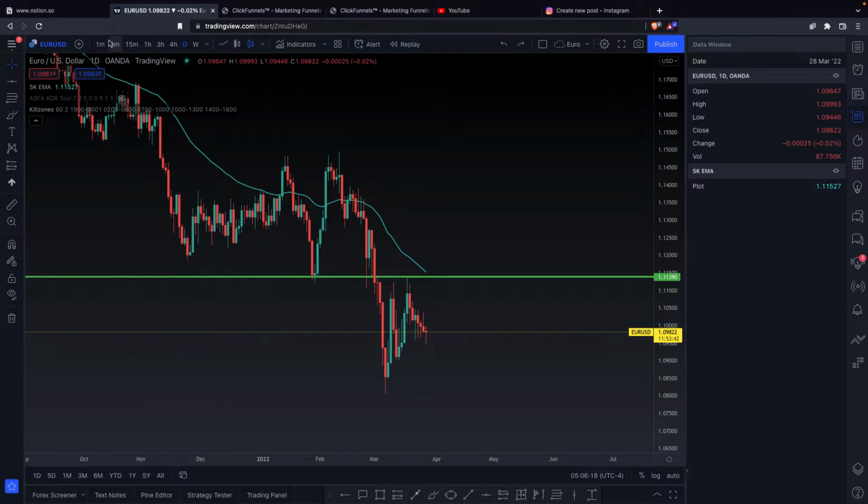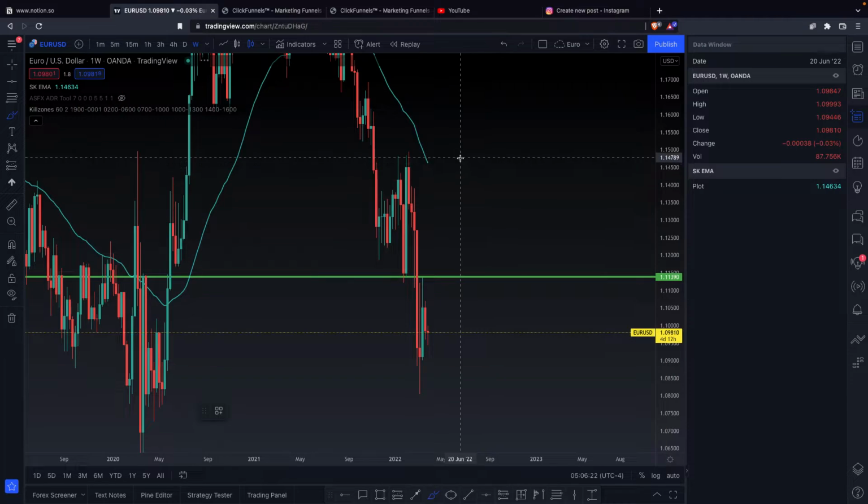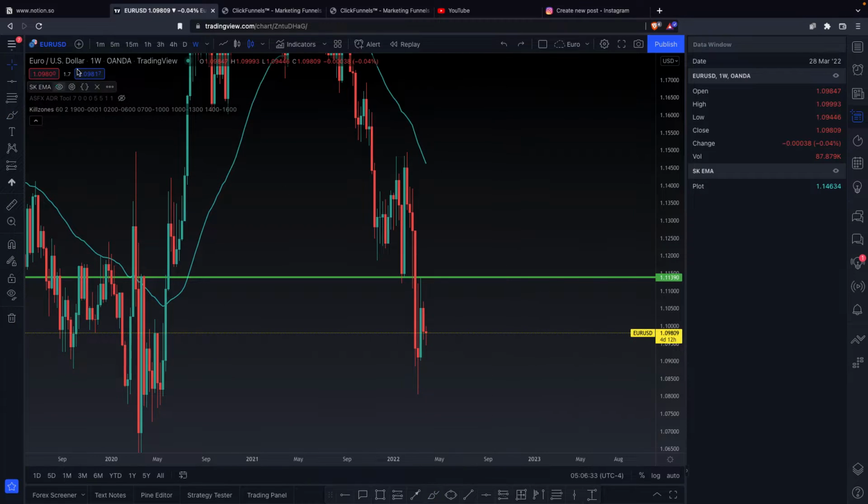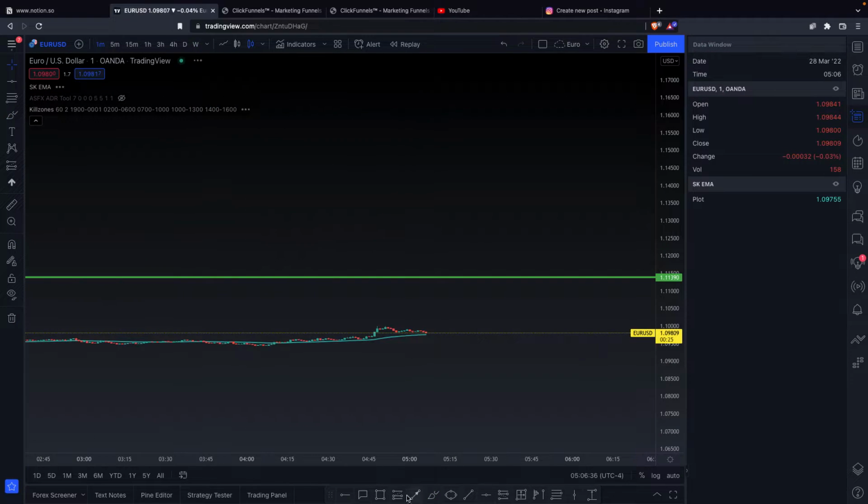So that being said, now that I understand that the bias currently is down on the weekly. So again, we most recently broke this swing low here. So down on the weekly and then down on the daily, right? I'm going to drop to the 1 minute.